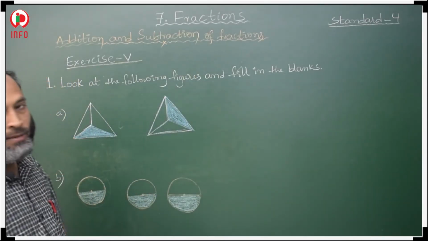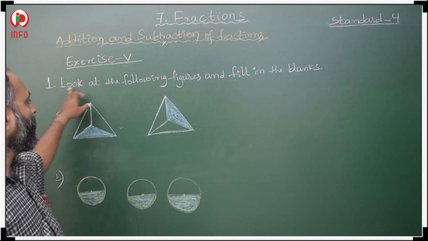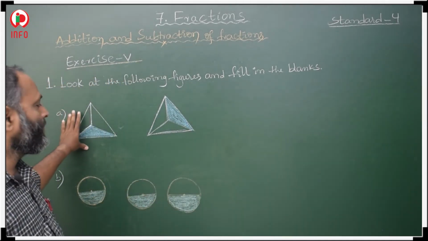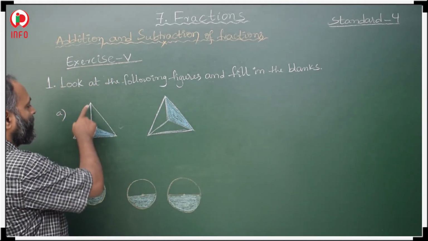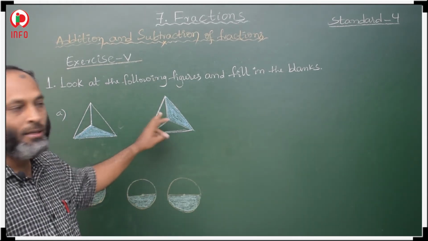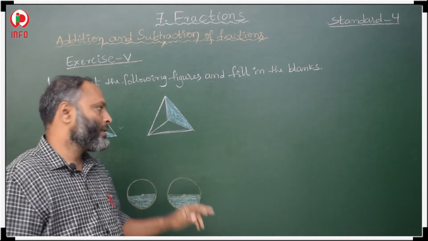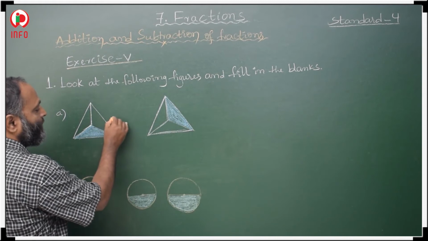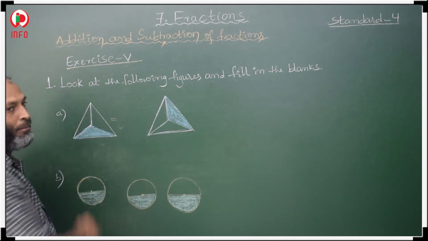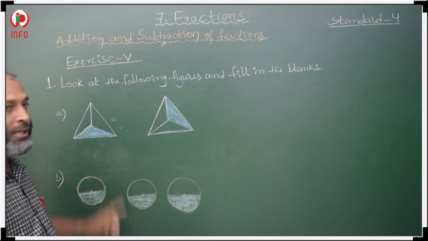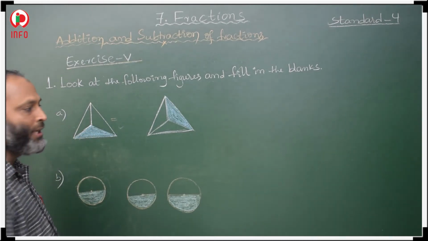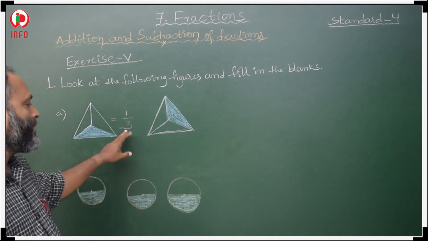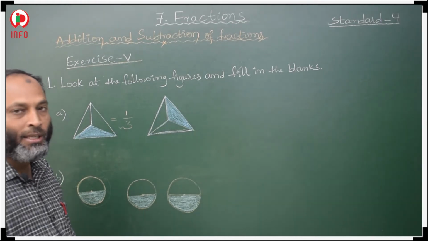Yes, now students, in exercise 5, see here what is given. Look at the following figures and fill in the blanks. First we have to see what is in the picture. Here it is a triangle, and two triangles are given. In these two triangles, we have to write the shaded fraction. What is the shaded fraction here? Total 3 portions were there, 1, 2, 3. In this, one portion is shaded. So it is 1 by 3.